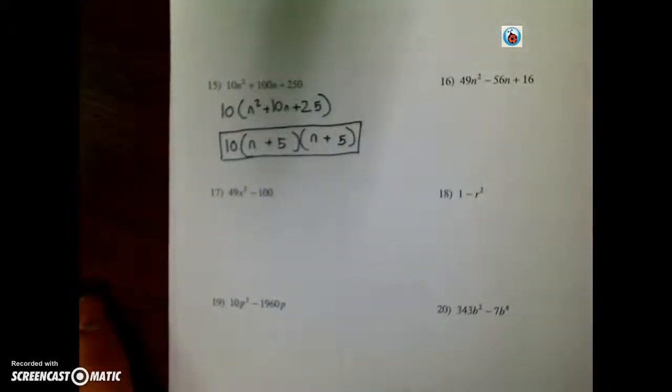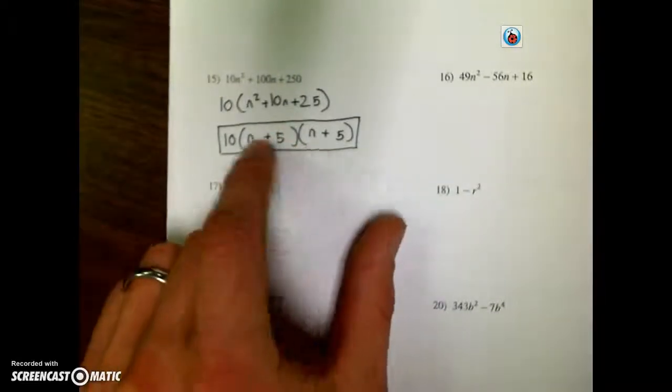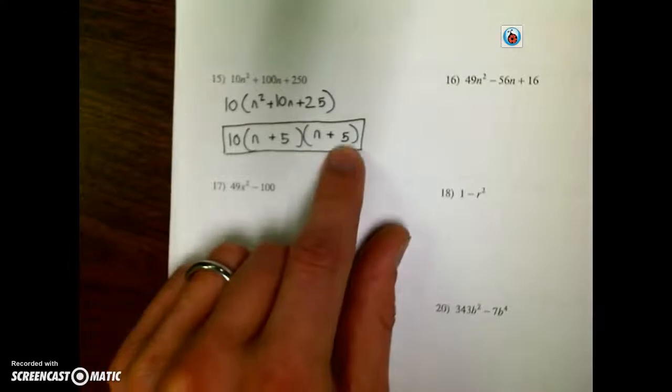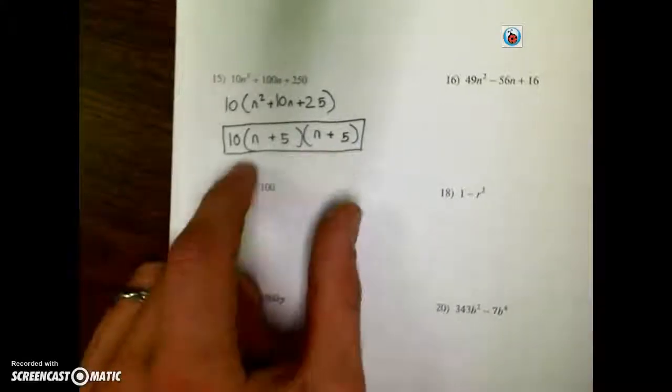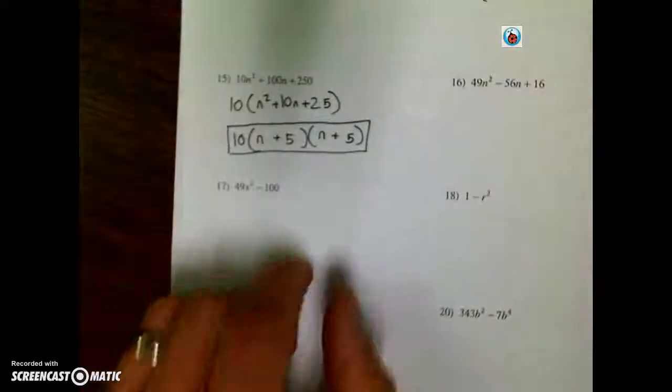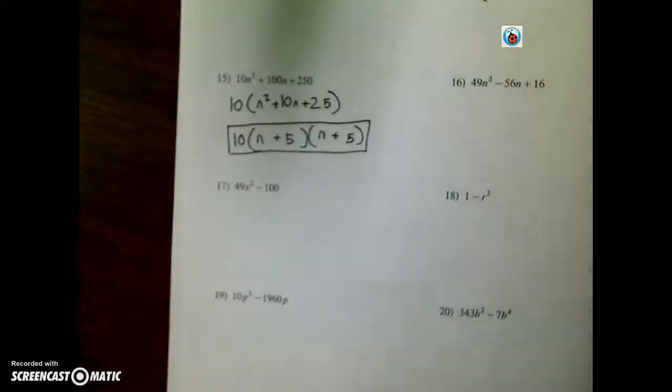And you could double check this if you want to. Right? That's n squared. I get a 5n. I get another 5n for the total of the 10n. 5 times 5 is 25. And if we were to multiply all that by the 10, we'd get back to our original answer. So look for the greatest common factors.